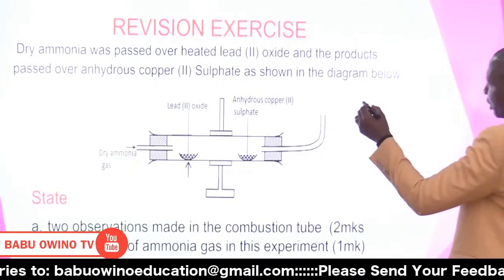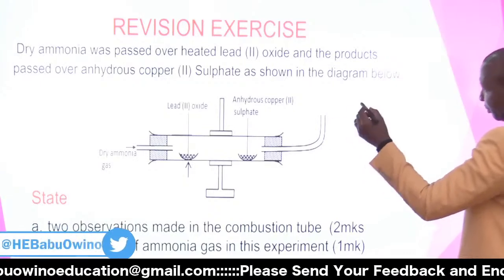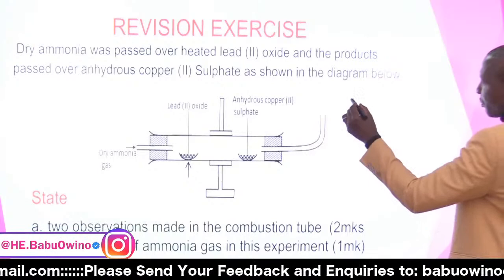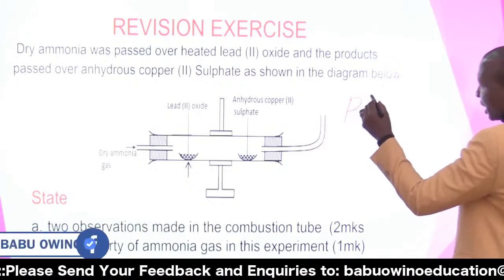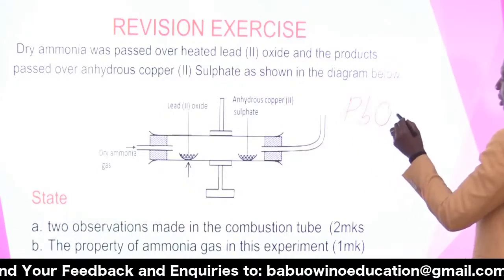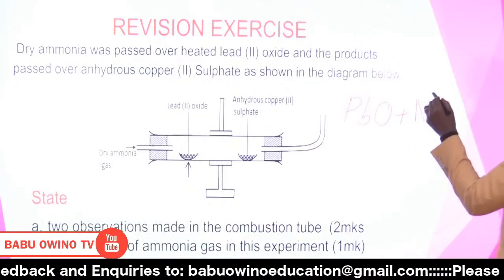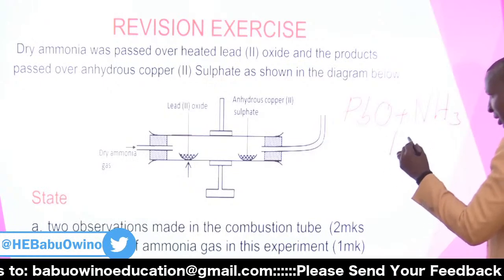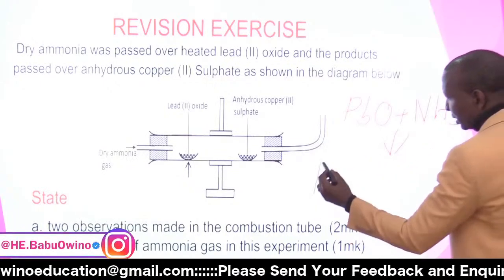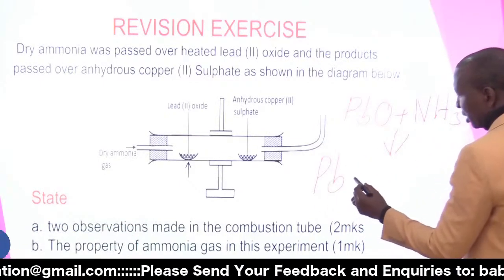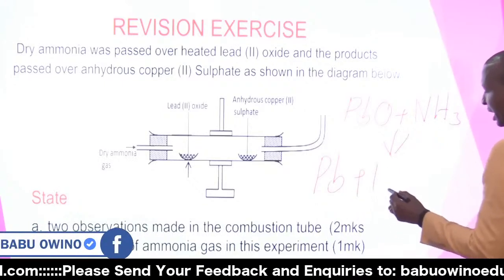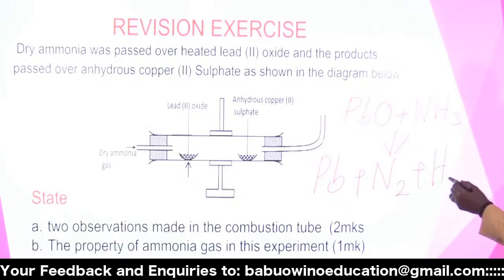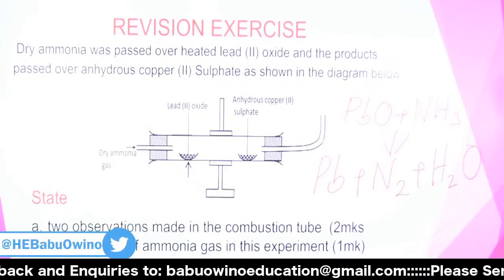So we're having lead oxide here. When you react lead oxide with ammonia, the products are lead plus nitrogen gas plus water. Once you know that, then you'll be able to answer that particular question.